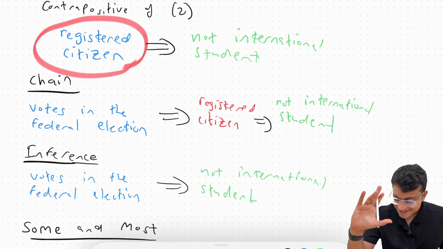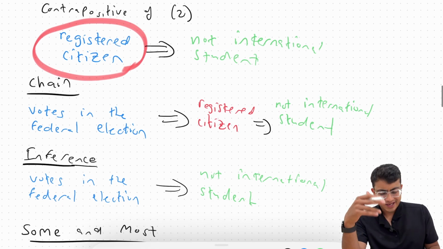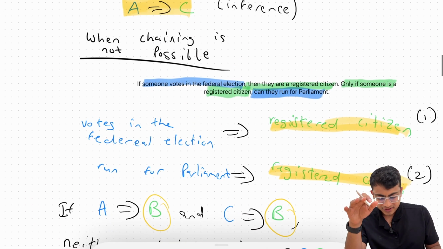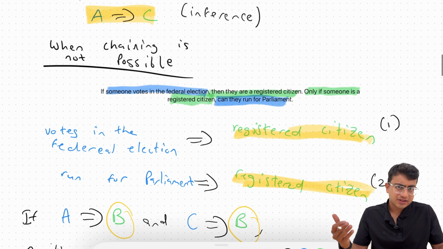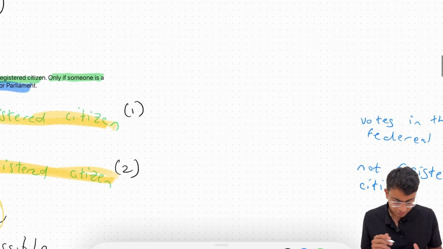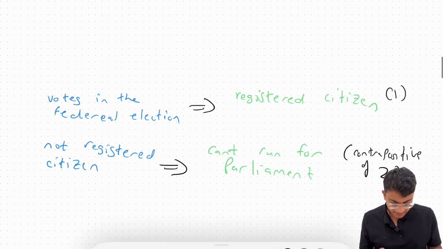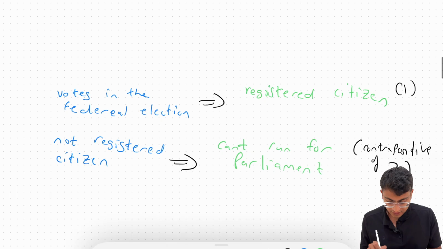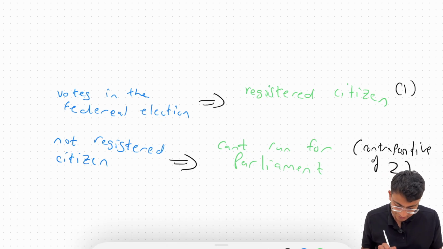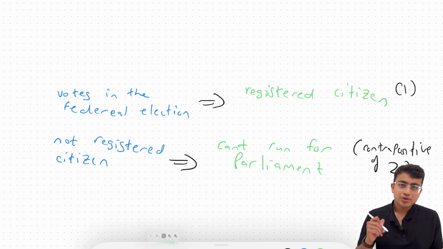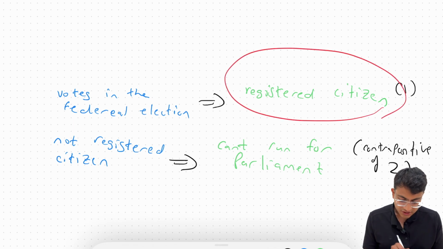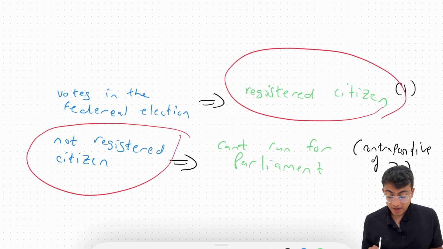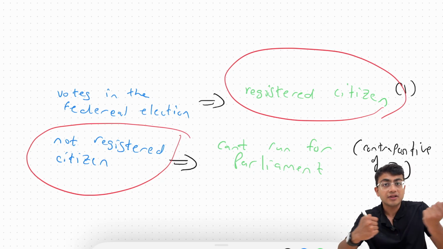Now, some of you may be thinking, okay, why didn't we just take the contrapositive in this example? Well, okay, let's try it, right? Let's try taking the contrapositive of number 2. So we have diagram 1 here again, and this is the contrapositive of diagram 2. And notice there is still no chaining possible, because on this side I have registered citizen, but on this side I have not registered citizen. They are not the same.